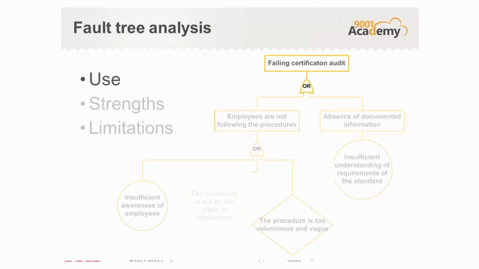This may be the failure or a broader outcome of that failure. In our case, it's failing the certification audit. The next step is to identify the possible immediate causes of failure modes leading to the top event. The things that can lead to a failing in certification audits are the major nonconformities that can be caused by absence of the mandatory documented information or when employees are not following the prescribed procedures.